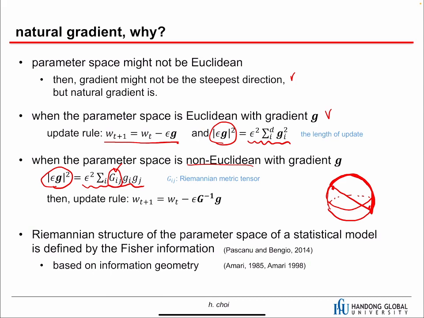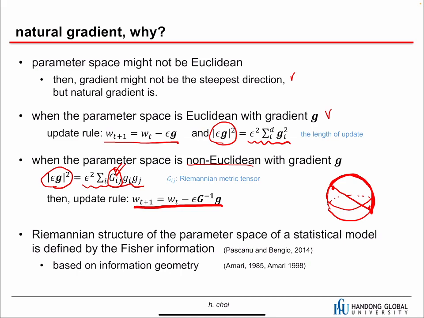When we calculate distance on non-Euclidean space, then we need this Riemann metric. So in that case, the update rule should be like this. And this one is familiar to you in a sense. Like this one looks like a Newton method, right? But there is a big difference between this natural gradient and the Newton method.